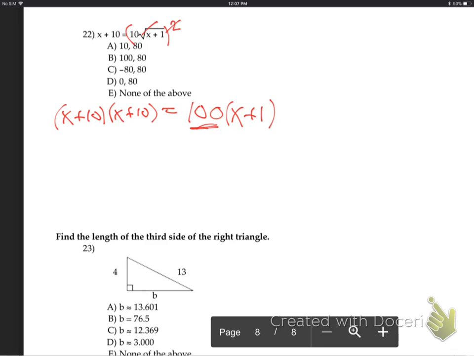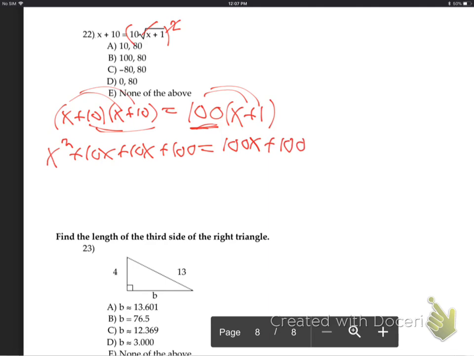As long as you make it through that, you're probably good. Distribute this. This is a FOIL, which I'm going to whip out quick. x squared plus 10x plus 10x plus 100. This is 100x plus 100. This is x squared plus 20x, gathering like terms. 100x plus 100. What we see is x squared. What do we always do when we see x squared?